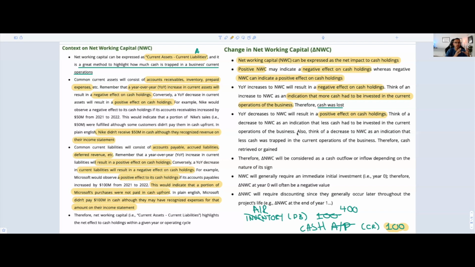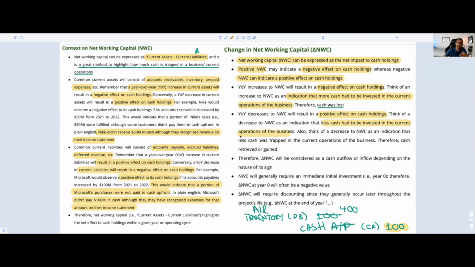So understanding that is very important because that change in net working capital, a decrease in net working capital, can indicate a few things on the side of your current assets and on the side of your current liabilities. But grosso modo, overall, it really does indicate that less cash is being trapped in the business and that less cash is being lost in the current operations of the business.